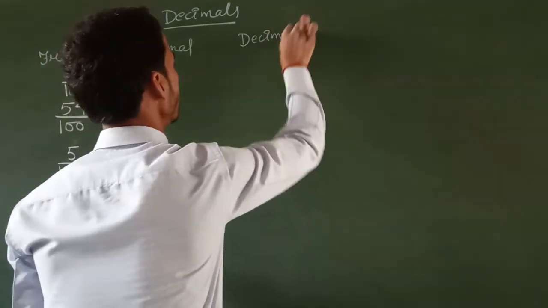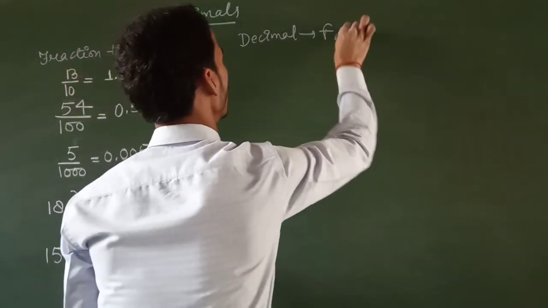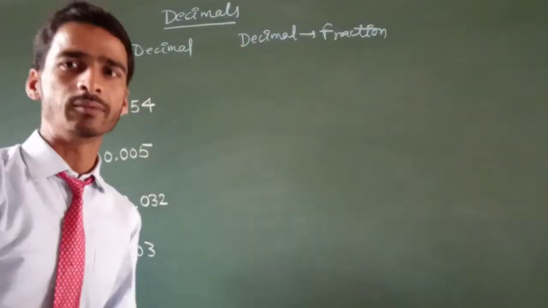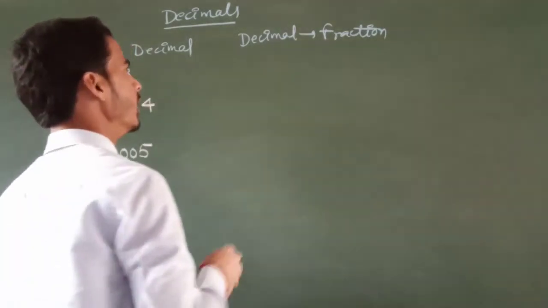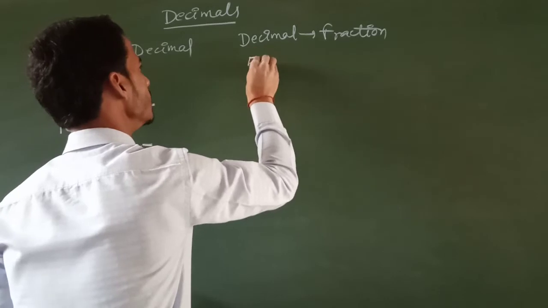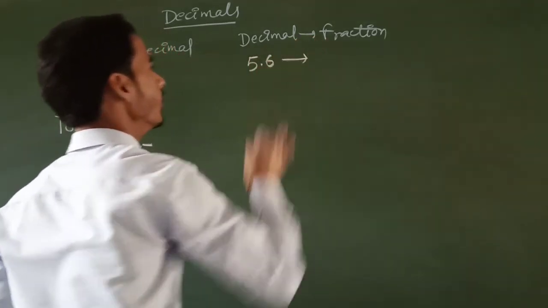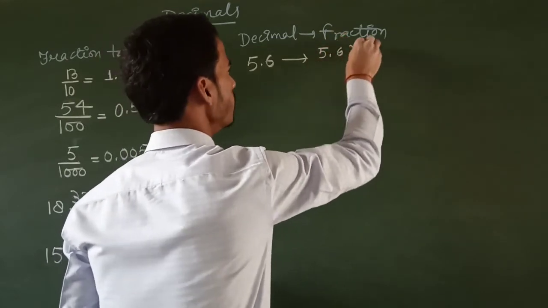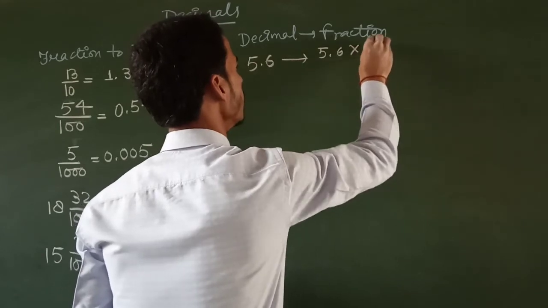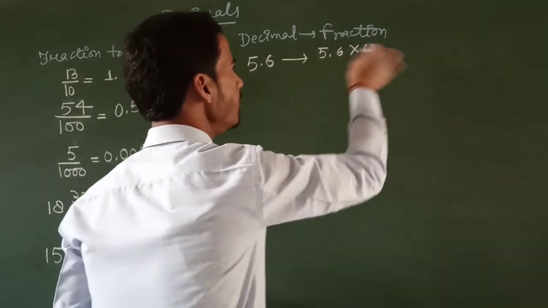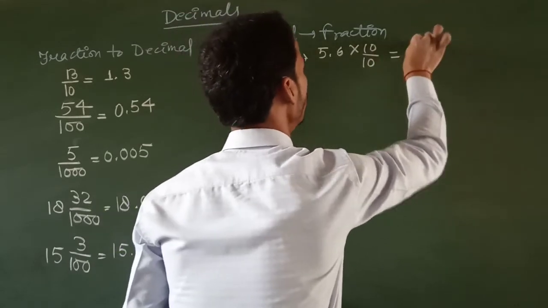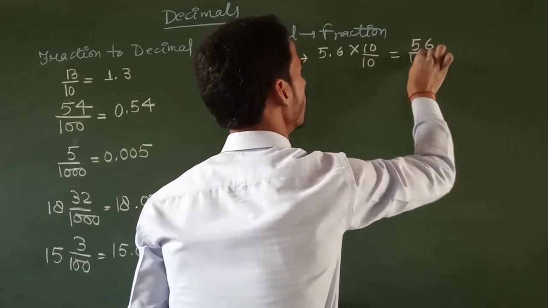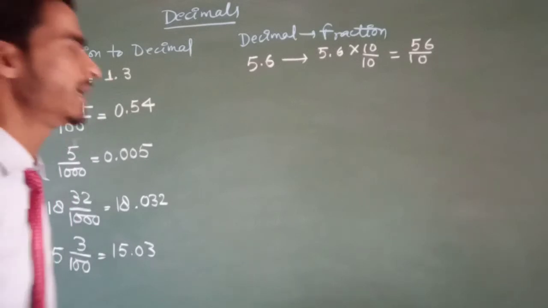And now the next topic is decimal to fraction. How can we change a decimal to a fraction? Listen carefully. We know there is a decimal number 5.6. How can we change it into a fraction? The standard rule is firstly we have to multiply by 10 in both the numerator and the denominator. When you multiply it, that will be 56 upon 10. Okay, that will be 56 and that is 10.